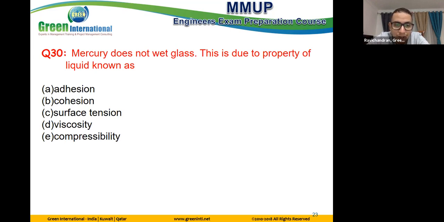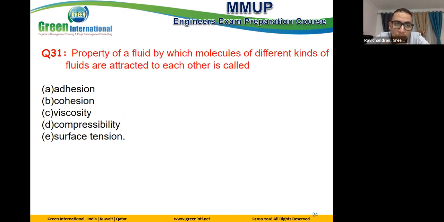We have a confusion here between many things. The question is asking for a property. Cohesion and adhesion are phenomena happening under the umbrella of this property, but the property itself is surface tension. So the answer is C, surface tension. Next, please.